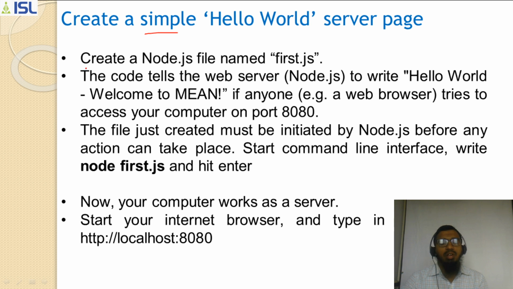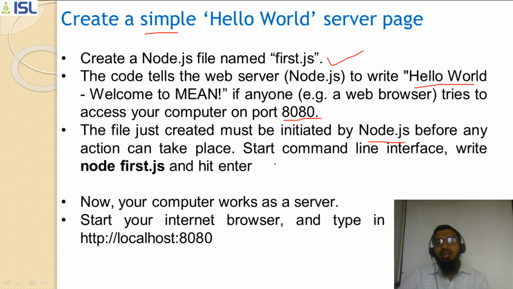As I told you about the port also, first create a simple hello world server page. How to create? First, create a Node.js file named first.js. So I am creating the file named first.js. The code tells the web browser Node.js to write hello world, welcome to MEAN. For example, a web browser tries to access your computer on port 8080. So in Node.js, the port number is 8080. With the help of this we will get the data. Remember this: the file just created must be initiated by Node.js before any action can take place.